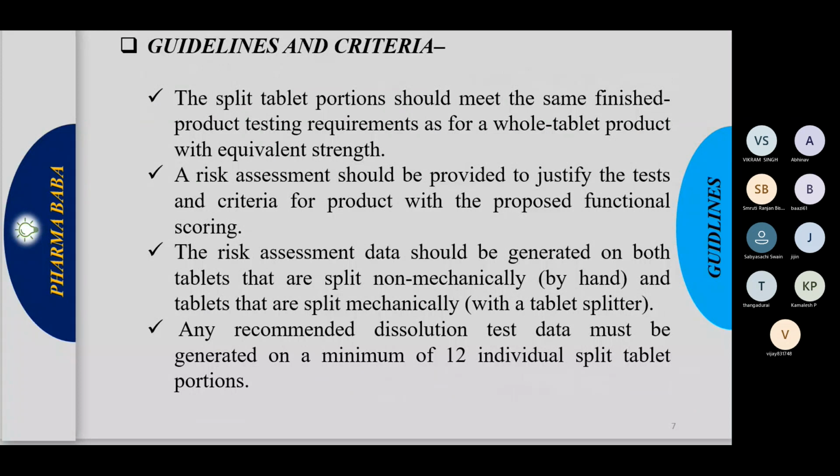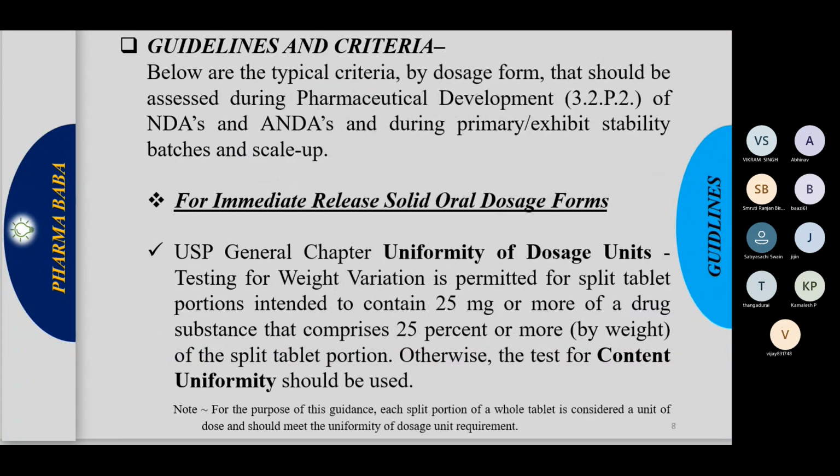You know the typical criteria by dosage form that should be assessed during pharmaceutical development, meaning they should be present in your PDR of NDAs and ANDAs, and during primary exhibit stability batches and scale-up batches. So these things need to be assessed, analyzed, and tested. First, if your dosage form is an immediate release solid oral dosage form, an IR tablet, then you need to check uniformity of dosage unit, either by weight variation or by content uniformity, depending upon your content, depending upon your percentage of API.